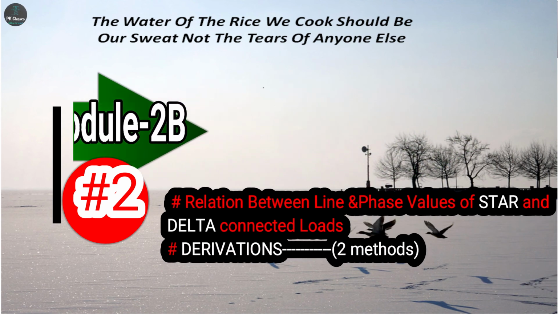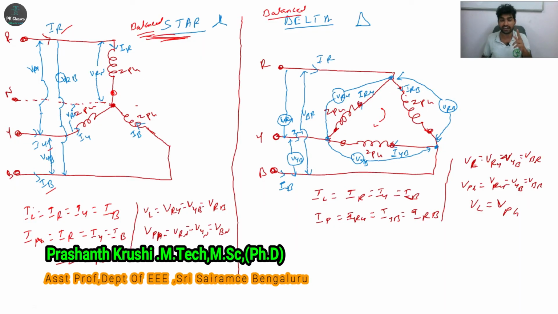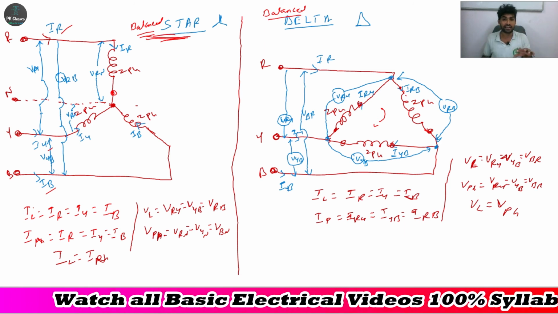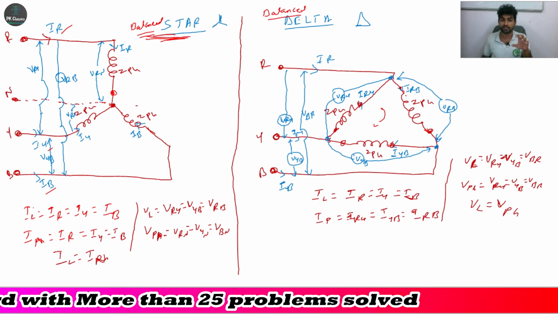Let's move on to the topic, that is the relationship between line voltage, line current, phase voltage, and phase current of star connected load as well as delta connected load. So definitely it's a derivation. Before getting into the derivation, I'll be discussing some basic general concepts of star and delta.